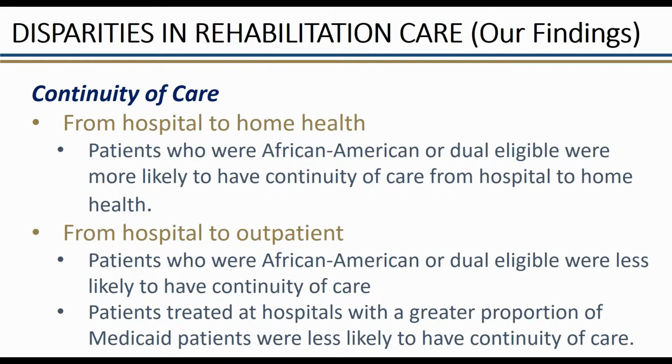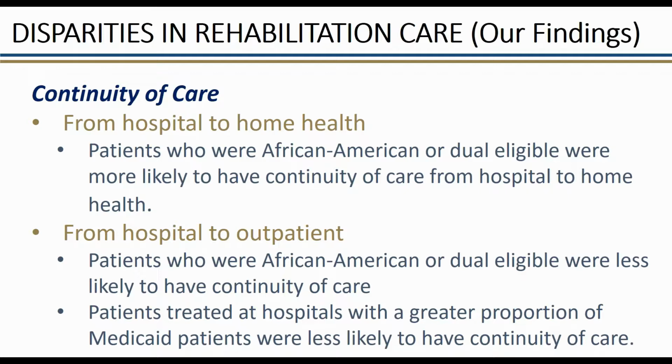And then for continuity of care, we basically found that African American and dual eligible, again, were more likely to have continuity of care, so they were more likely to receive acute care and home care, which was a good finding. But as far as looking at continuity from hospital to outpatient care, patients who were African American or dual eligible were less likely to have this continuity of care.